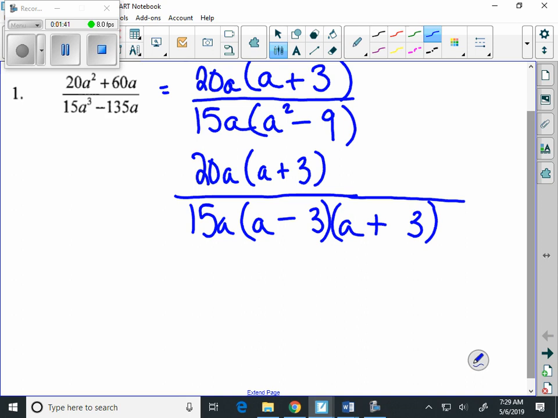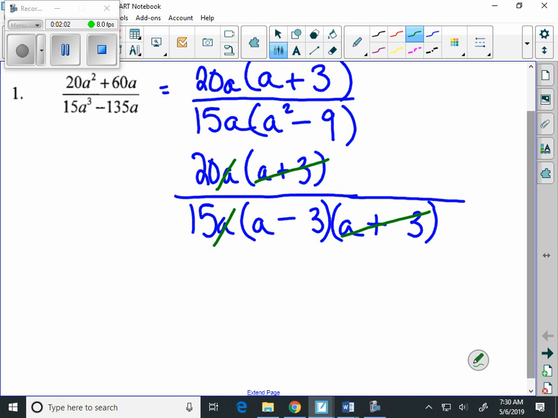And once we get to this point, what we're looking for is, do we have anything exactly the same on the top and on the bottom? Well, the a plus 3's cancel out. Another thing that I see is that there's an a here and there's an a there. So we're almost done. But we can also divide 20 by 15.